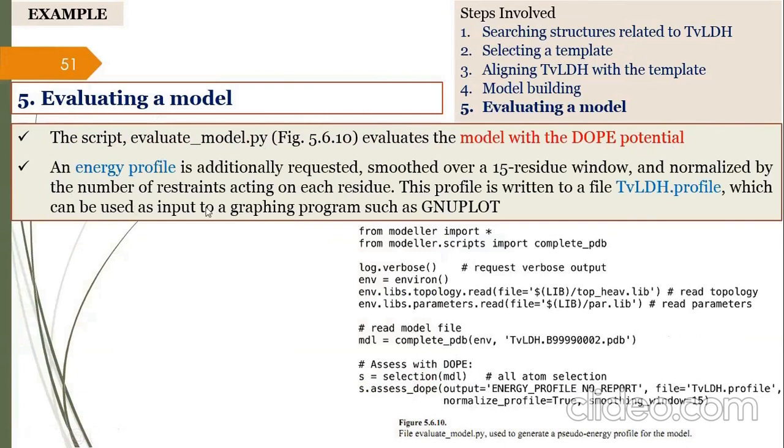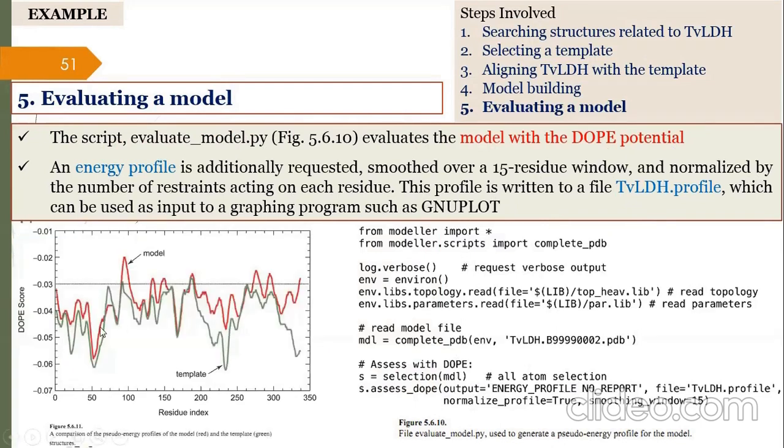The energy profile is additionally requested, smoothened over a 15 residues window, normalized by the number of restraints. The profile is written, which can be used as input in the graphing program GNU plot. For instance, GNU plot is a graphing program. And you can see this graph. This graph is important. Please try to understand this.